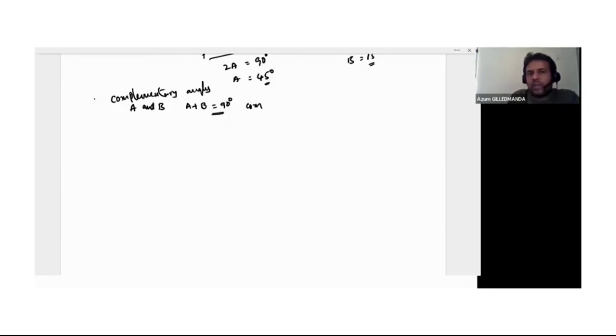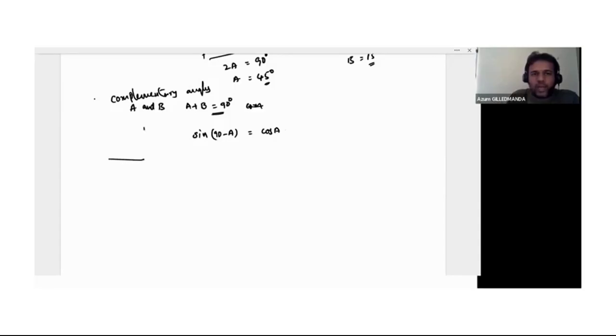So when we say complementary angles, when we have two angles in a triangle, if the sum of those two angles is 90 degrees, then we say these are complementary angles. So how these are useful, I will tell you. So sine 90 minus A becomes cos A. I'll tell you how.